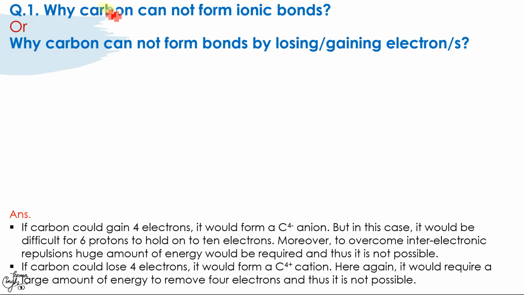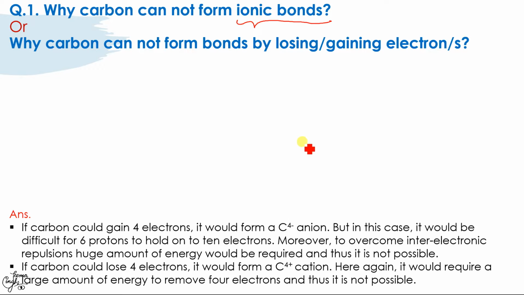So the first question is, why carbon cannot form ionic bonds? Or if I have to rephrase the question, it can be asked in another manner, why carbon cannot form bonds by losing or gaining electrons? Now, my dear learners, you've studied about ionic bonds in the chapter metal and non-metals, that is chapter number 3, which was a part of term 1 syllabus.